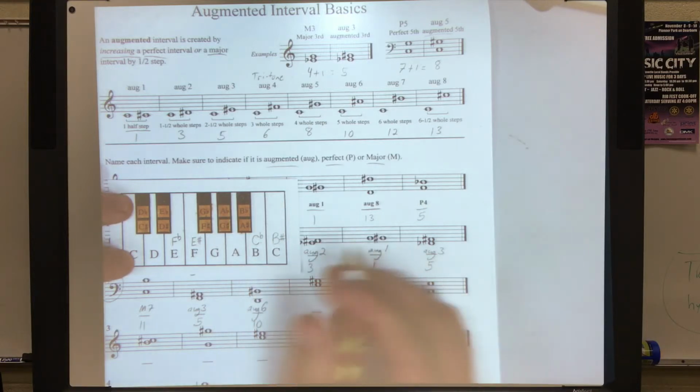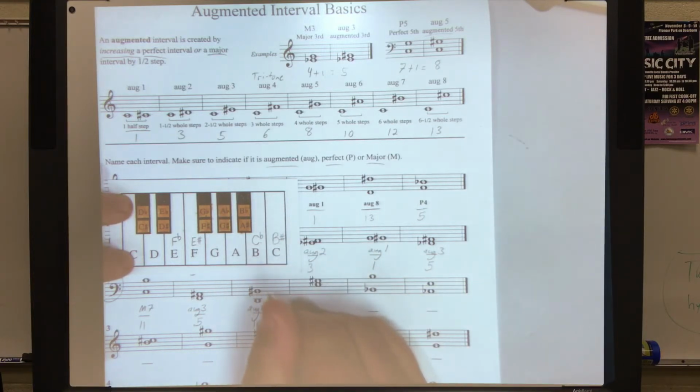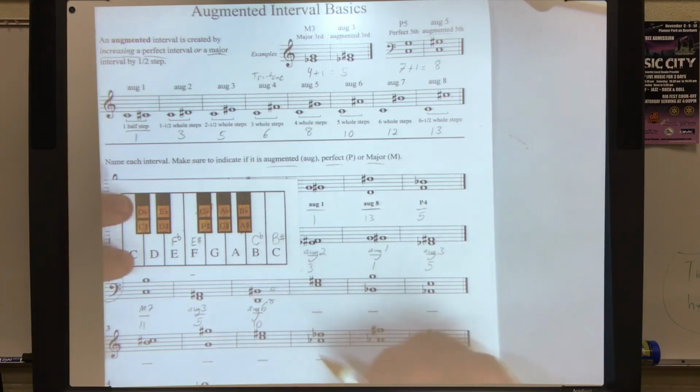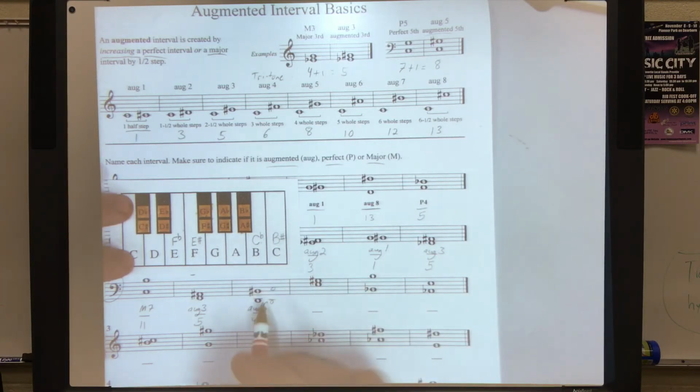Okay. Now, if this were written D to C, for instance, it would have to be a seventh because D is 7 notes away from C, so it would be D 1, 2, 3, 4, 5, 6, 7, and it would end up being a minor 7. But because it's written like this, it's an augmented sixth.